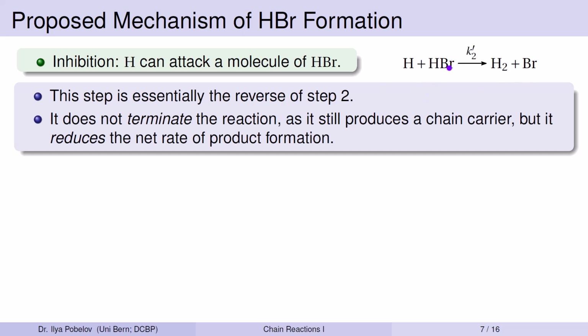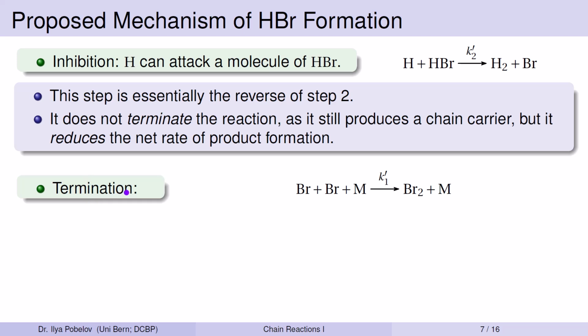product formation. Termination. The reaction terminates when two bromine radicals recombine to form a bromine molecule, with the third body M removing the energy of recombination. This step removes chain carriers from the system. As it can be seen as simply the reverse of the initiation step, it is assigned the rate constant k1'.